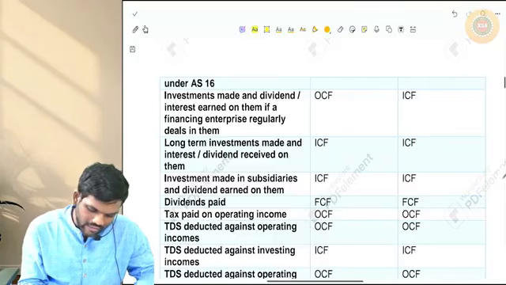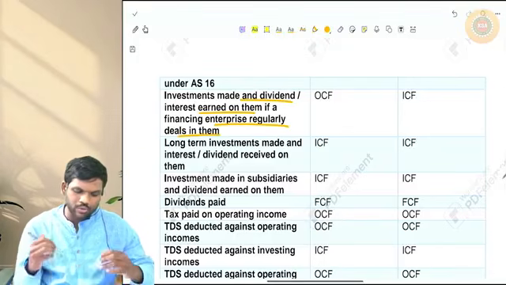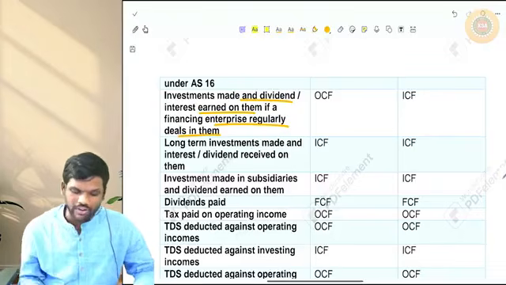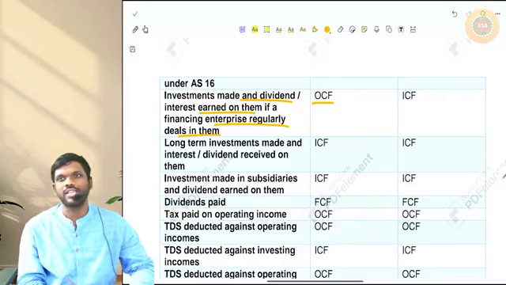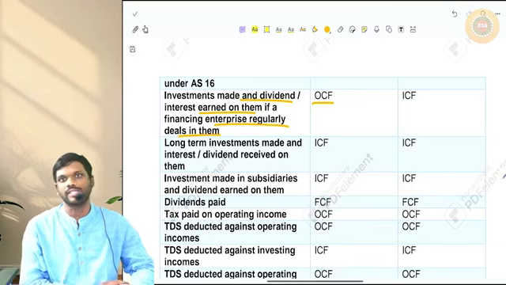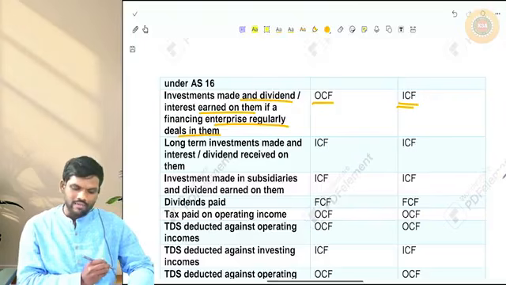Investments made and dividend or interest earned on them, if a financial enterprise regularly deals with them. So an enterprise regularly invests and regularly earns dividend or income. So for them it will be an operating cash flow. For non-financial enterprises, their regular business will not be to invest. So whatever investments they make, and whatever income they earn from those investments, come as a part of investing cash flow.